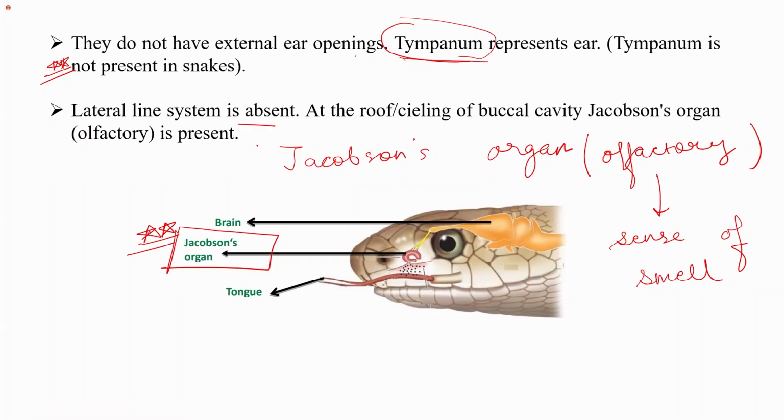Right? So at the roof of the buccal cavity, you can see here, this is the tongue, which is represented here. This is the brain. So at the roof of the buccal cavity, an olfactory organ, which is the Jacobson's organ, is present. So this olfactory organ provides a sense of smell.